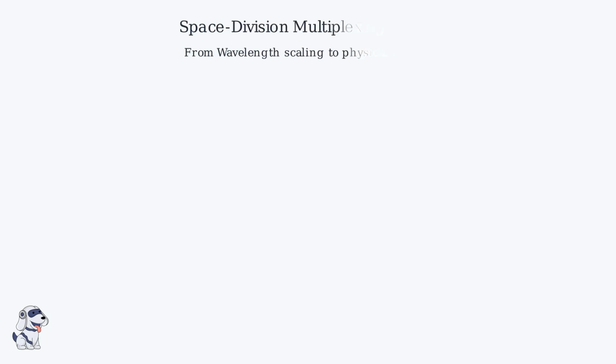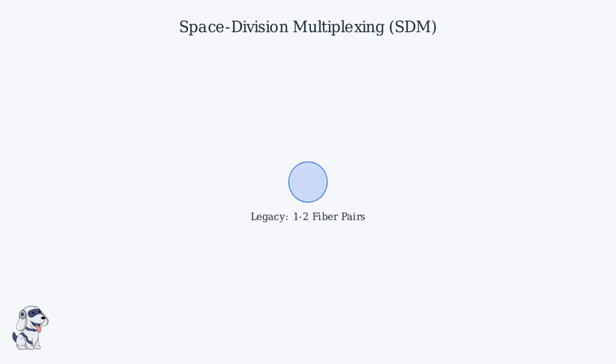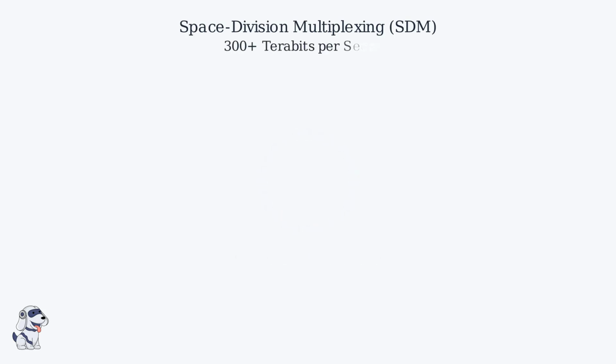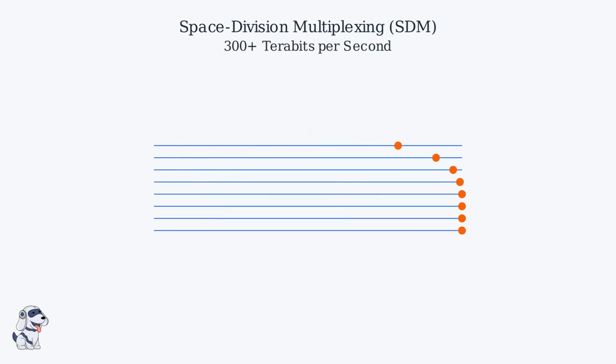To meet the massive demand of modern AI and data centers, we have moved beyond simply adding more colors of light. We have entered the era of space division multiplexing, or SDM. Previously, cables relied on just a few fiber pairs. SDM allows us to pack up to 32 fiber pairs into a single cable. This physical multiplication is the foundation for aggregate capacities exceeding 300 terabits per second. By creating parallel paths, we essentially create a multi-lane highway for data. Each fiber pair operates independently, allowing global networks to scale bandwidth at a pace that matches the growth of generative AI.